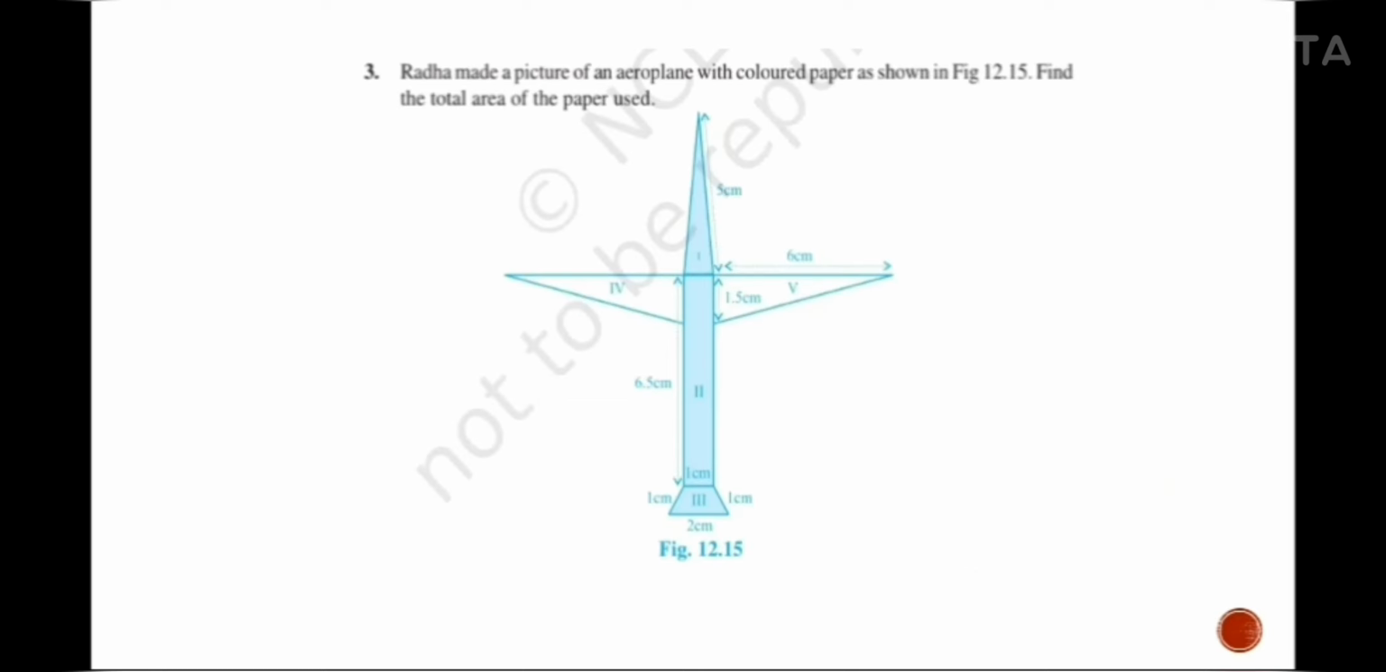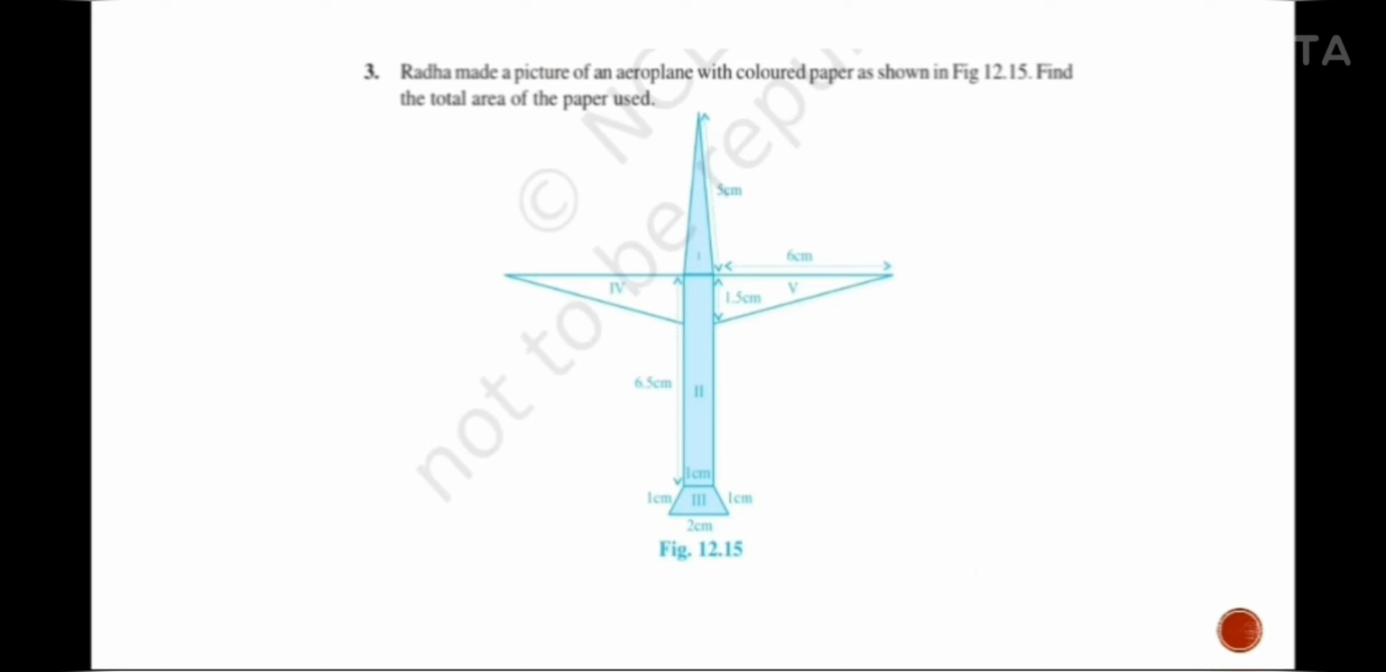Hello students, in this video we will discuss the solution of exercise 12.2 from the chapter Heron's Formula. Today we will discuss only the solution of question number 3. So let's check the solution.